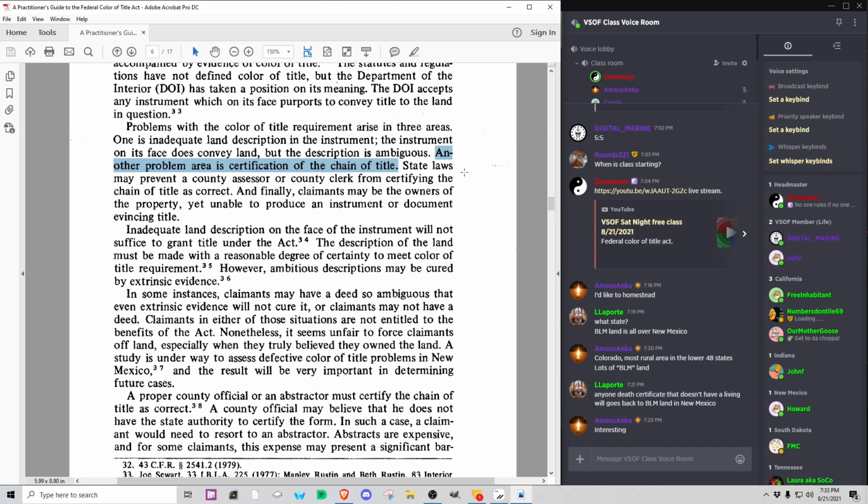To continue, state laws may prevent a county assessor or county clerk from certifying the chain of title as correct. Well, okay, yeah, I suppose if there's a lot of errors in it, I guess that's justified. And finally, claimants may be the owners of the property yet unable to produce an instrument or document evidencing title. Okay, fine, yeah, that would be another problem.